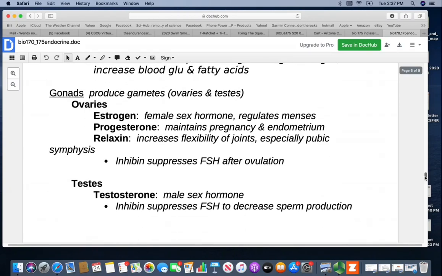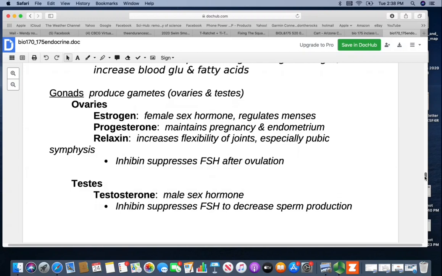In the ovaries, you have estrogen, which is the female sex hormone. This is the one that primarily regulates the menstrual cycle. Progesterone, this is the one that's going to come through halfway in the cycle. It's going to maintain the pregnancy and endometrium. If there is no egg that goes in there and a fertilization, the levels of it will drop, and that's when you have the menstrual cycle.